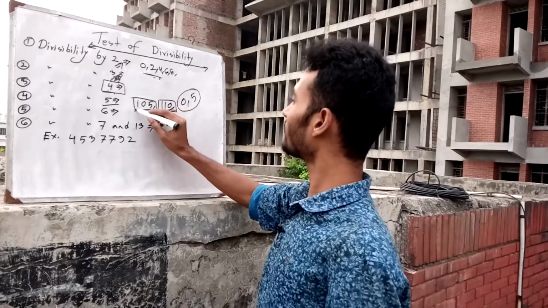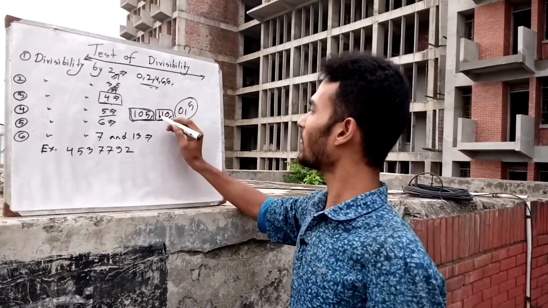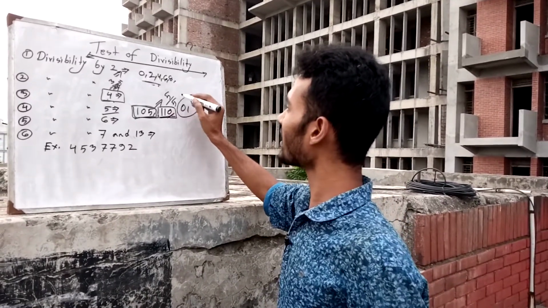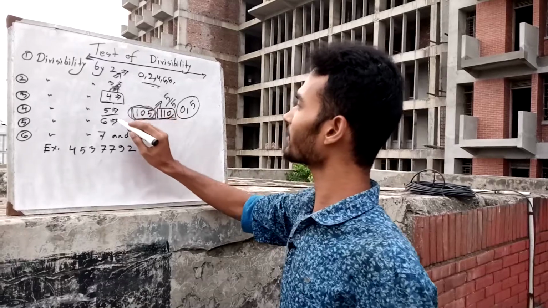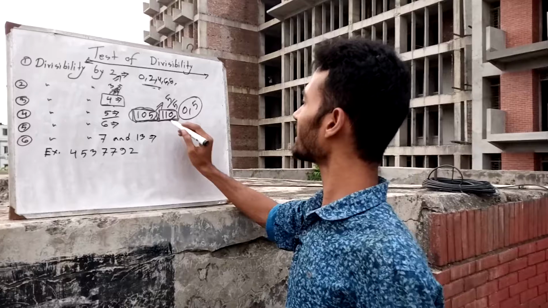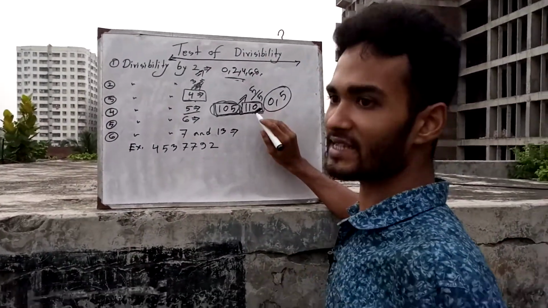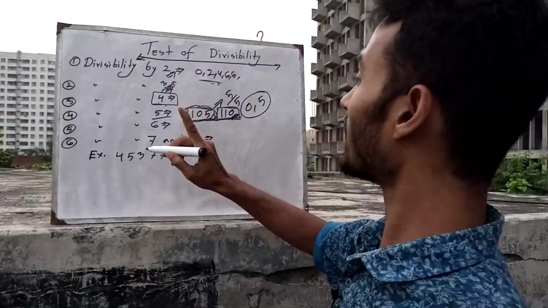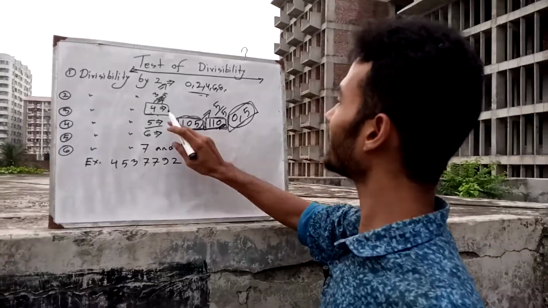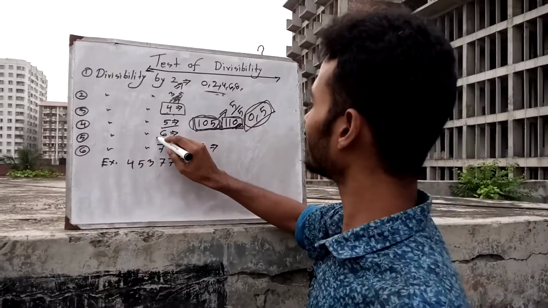Here in our first number, 105, the unit digit is 5, and 5 can be divided by 5, so the number 105 can be divided by 5. Then go for 110, the second number. Our unit digit is 0, and we have a rule that if the unit digit is 0 or 5, either one, then the number can be divided by 5. Then go for the number 6.